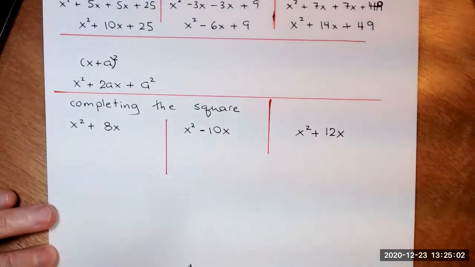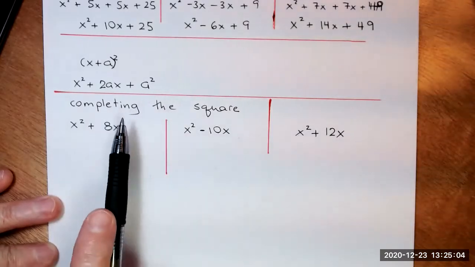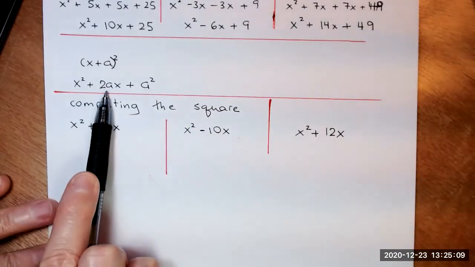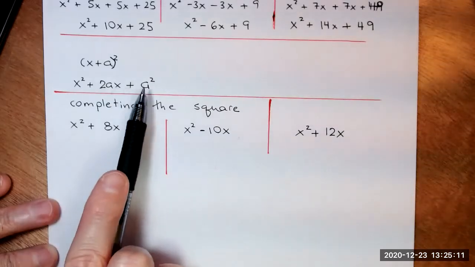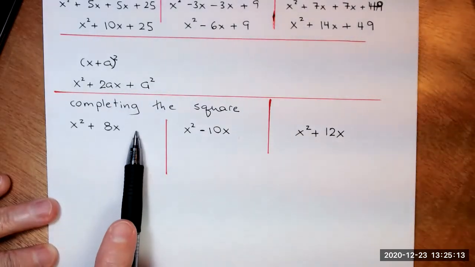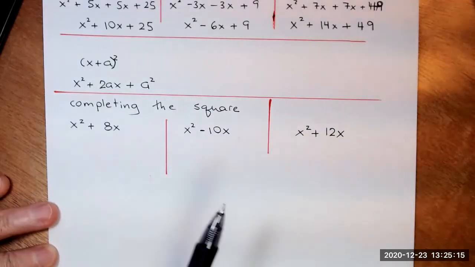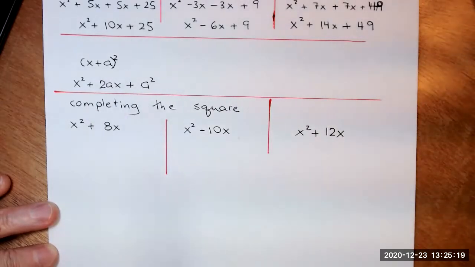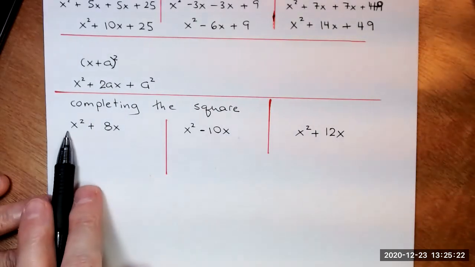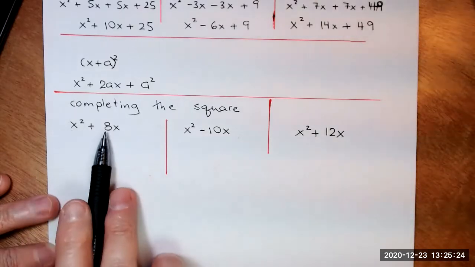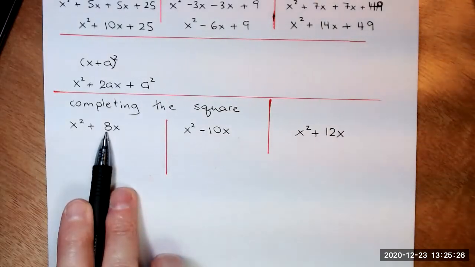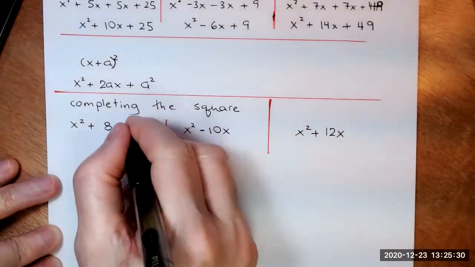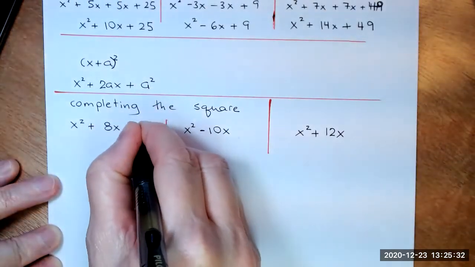So you probably recall the super fun activity called completing the square, where you're given the first 2 terms of a perfect square trinomial, and you have to find the third. So you just take half of the middle term and square it. So what would complete this square? x squared plus 8x. Well, half of 8 is 4. 4 squared is 16.